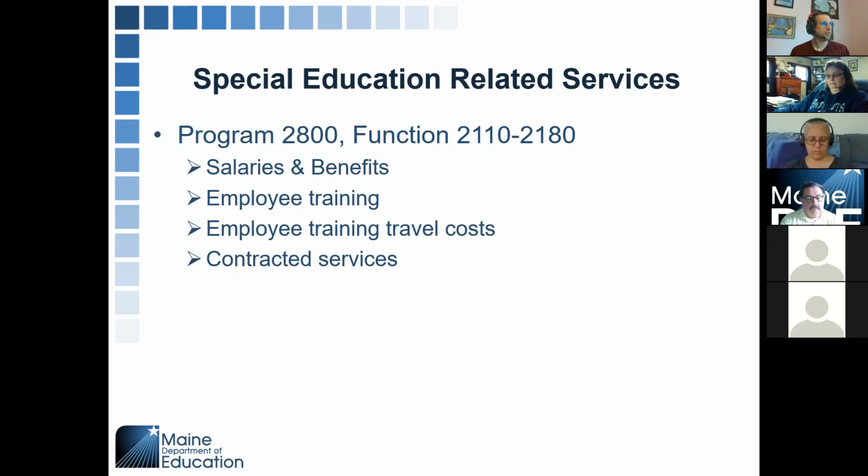And then similarly, when we look at related services, program 2800, function 2110 to 2180, those are different related services. They're the named services. We can think of occupational therapy, physical therapy, psych services, and speech, and within there are also social workers. So there's a number of different costs in there. There is another related services code, 2190, which is other related services.